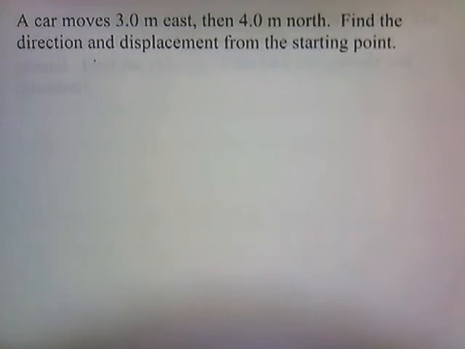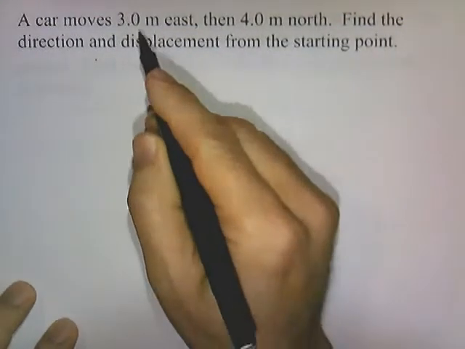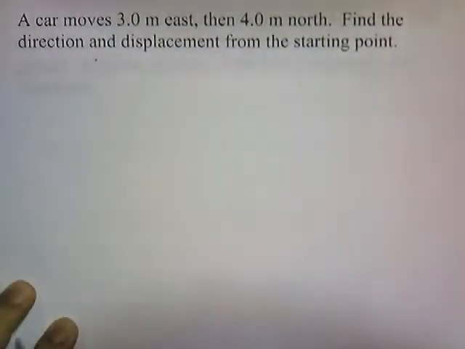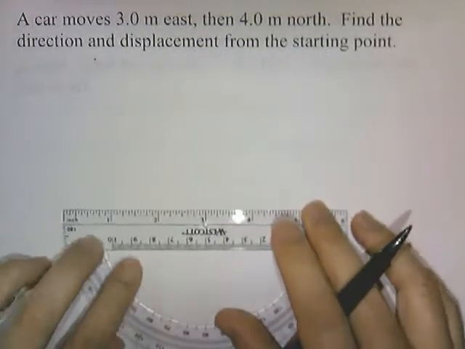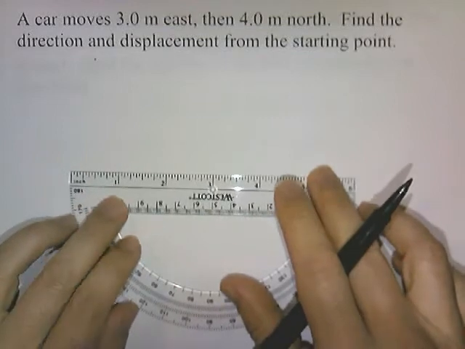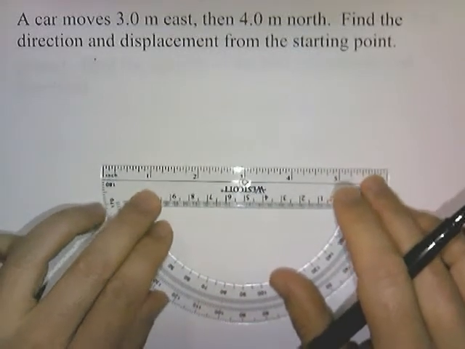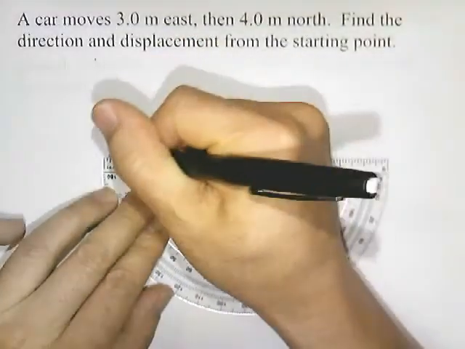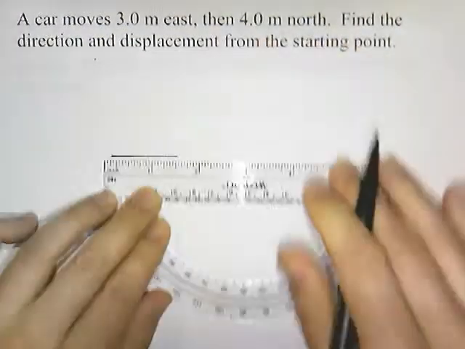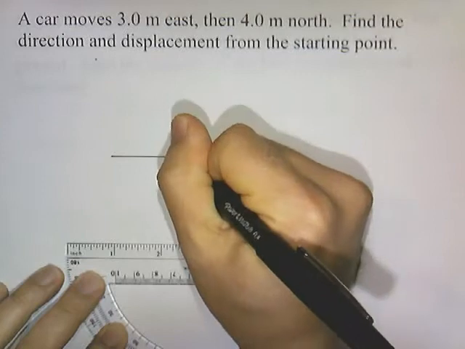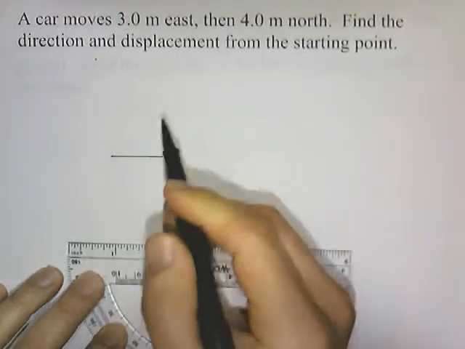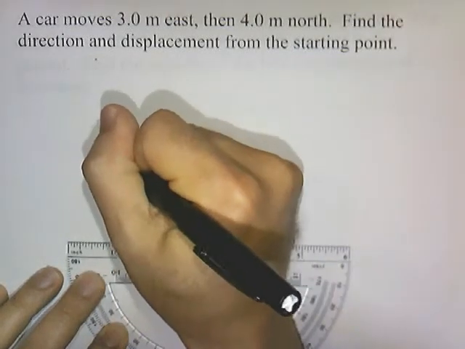We'll draw the first vector and put a big dot at its tail. So the first vector is 3 meters pointing east. These aren't going to be to scale, this is just going to be a sketch of what we're doing. So there's our first vector pointing to the east, in this direction. And we're going to put a big dot at the tail of the first vector.